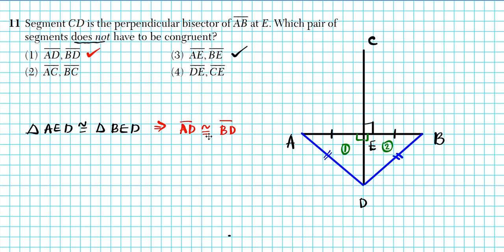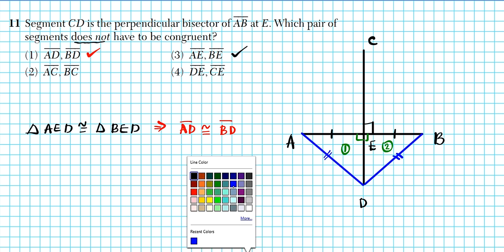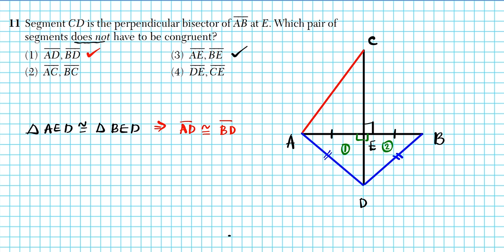Okay, now the next option, AC is congruent to BC. Is that always the case or no? It's the same situation as option 1, but let me just show you what I'm talking about. Let's make this one red. So segment AC and segment BC, are they congruent? Well, what do we have here? Let's call this triangle 3 and 4.